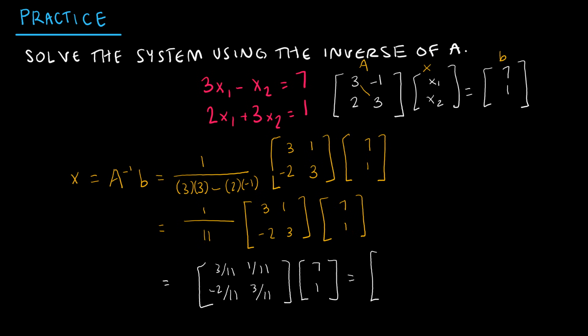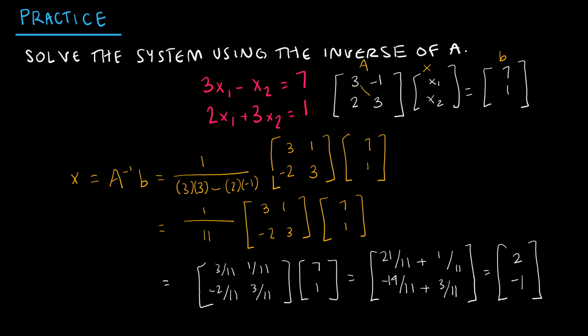And now we have to do math with fractions, which is good for your mental math abilities. So this is 3/11ths times 7, so 21/11ths, plus 1/11th times 1, that's 1 over 11. And then I'm going to do my second row. Negative 2/11ths times 7 is negative 14/11ths, plus 3/11ths times 1 is 3/11ths, which means my solution, 21/11ths plus 1/11th is 22/11ths, or just 2. Negative 14/11ths plus 3/11ths is negative 11/11ths, which is negative 1. So there is our solution.